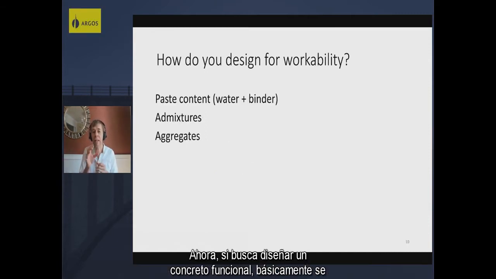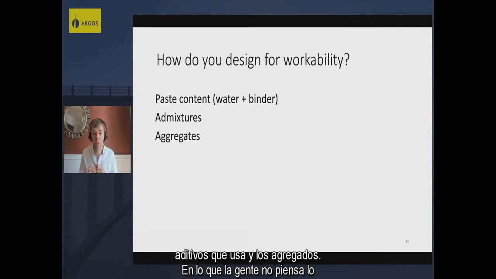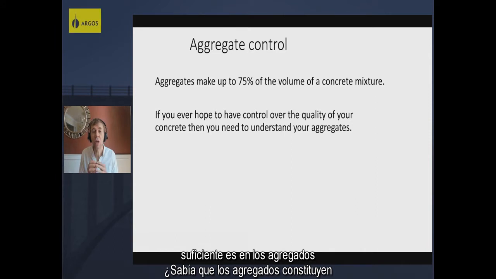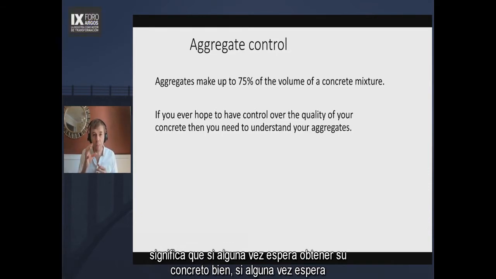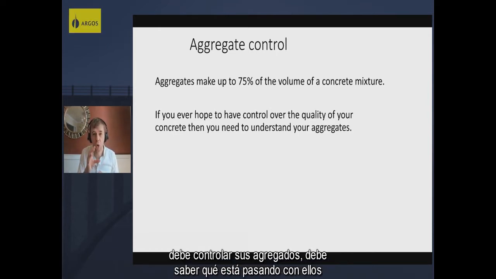Now, if you look at designing for workable concrete, it pretty much comes down to the paste content. That's the water plus the binder, the admixtures you use, and the aggregates. And the one people don't think about enough are the aggregates. Did you know that aggregates make up about 75% of the volume of your concrete? Whoa, 75%. That means if you ever hope to get your concrete right, if you ever hope to get workable and get your concrete under control, you must control your aggregates. You must know what's going on with them.